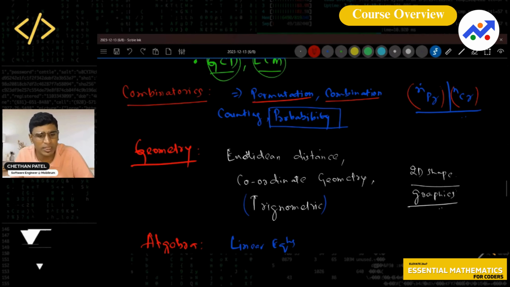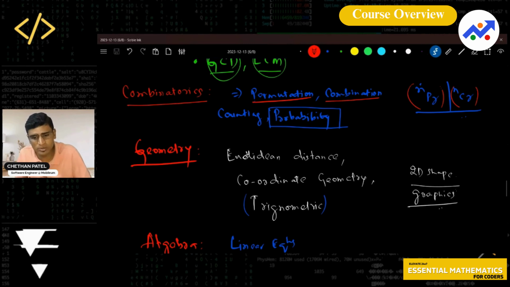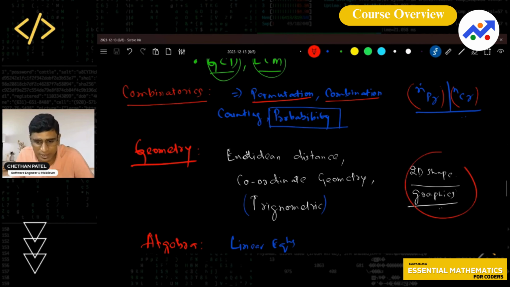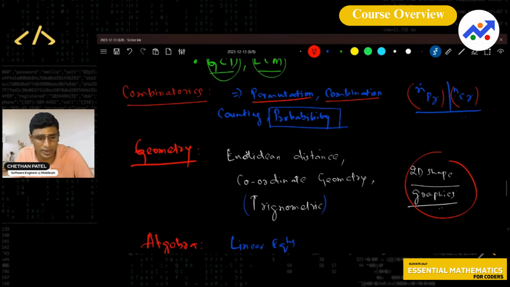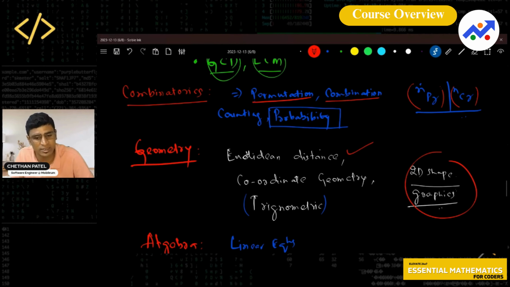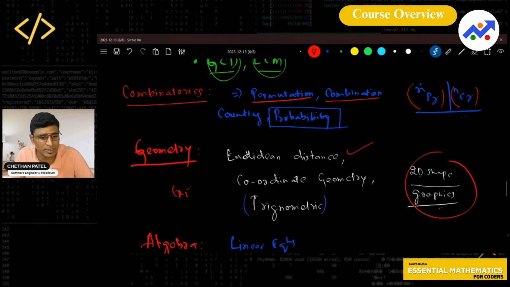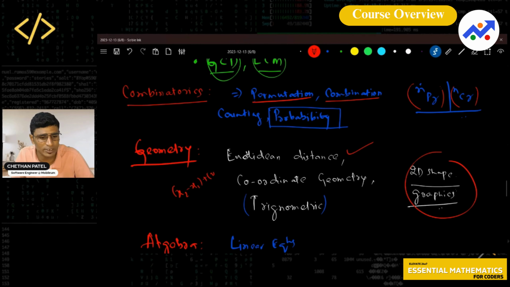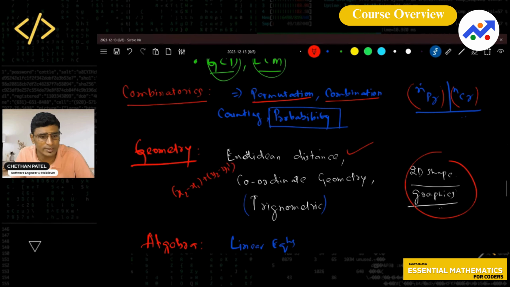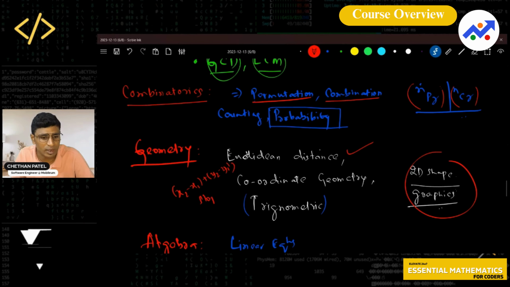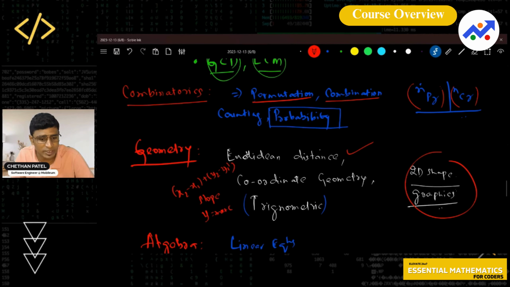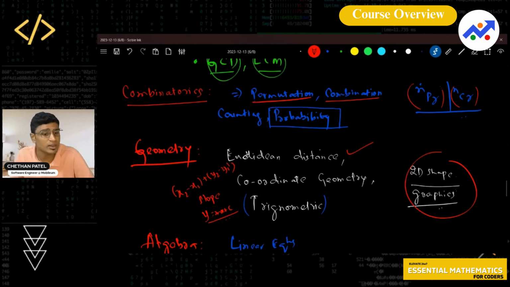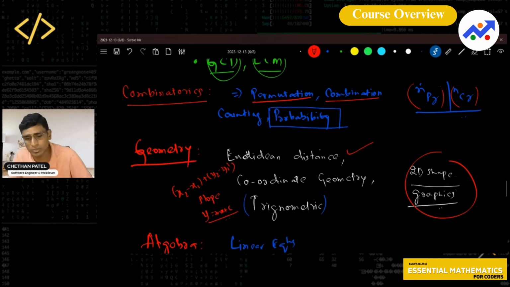In geometry, suppose we get problems related to 2D graphics or something like that, it is better if we have a thorough knowledge of this. So we will be learning what exactly the Euclidean distance is. Maybe you must have heard this x2 minus x1 plus y2 minus y1, and what is slope, and what is the straight line equation, which is y is equal to mx plus c. These we will learn when we are dealing with geometry.